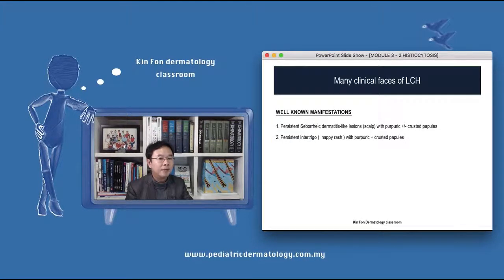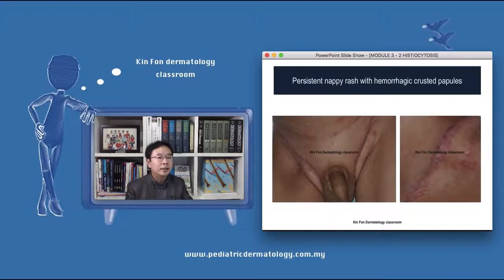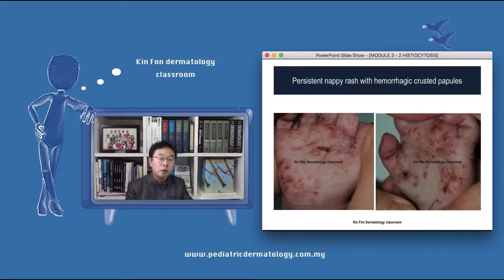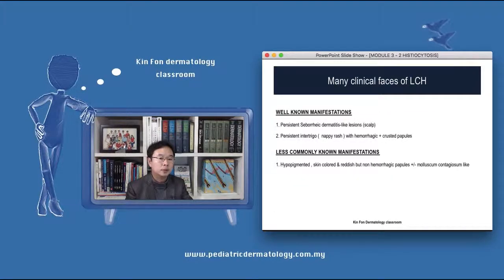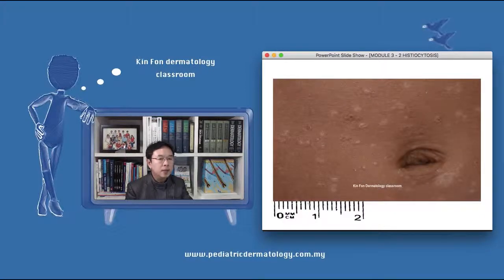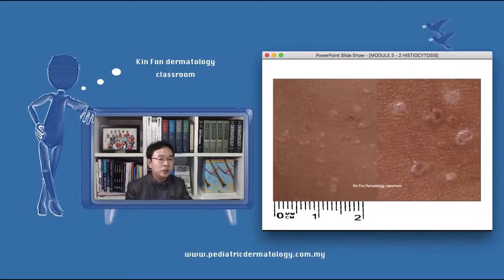Another common manifestation is persistent nappy rash that is not responsive to barrier cream, steroid, and antifungal. At the same time, there are multiple purpuric papules and nodules over this area. Please proceed to take a biopsy to confirm the diagnosis of Langerhans cell histiocytosis. The less common or less well-known manifestation includes patients with skin-colored or hypopigmented molluscum contagiosum-like lesions.